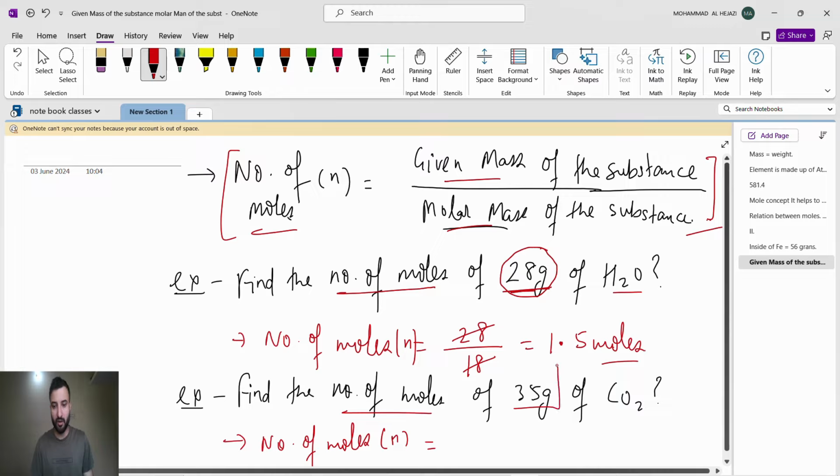So given mass is what? 35 gram. They will give in the question. 35 divided by molar mass of CO2, which is how much? 44. Right? So when you divide it, it will become 0.79. You will get 0.79. This is a mole. Okay.